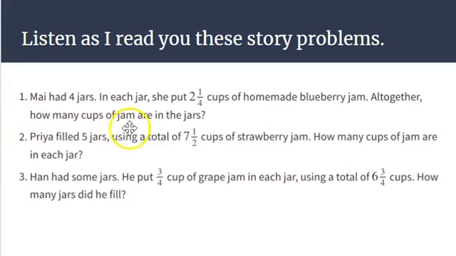So, May had 4 jars. In each jar, she put 2 1/4 cups of homemade blueberry jam. Sorry, that sounds tasty. Altogether, how many cups of jam are in the jars? So what's the total here? What are the parts? What are we thinking about?